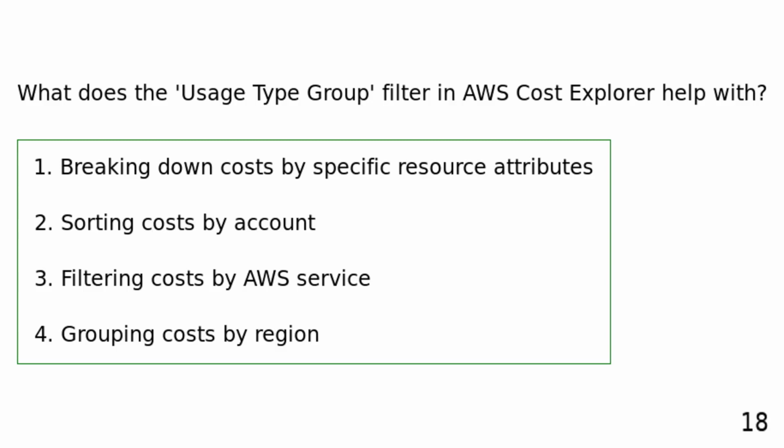Breaking down costs by specific resource attributes. Sorting costs by account. Filtering costs by AWS service. Grouping costs by region.